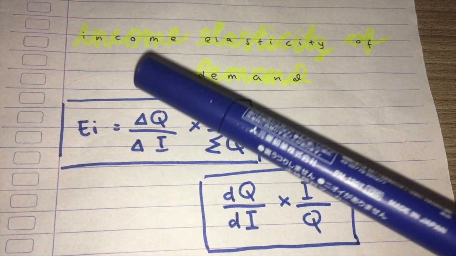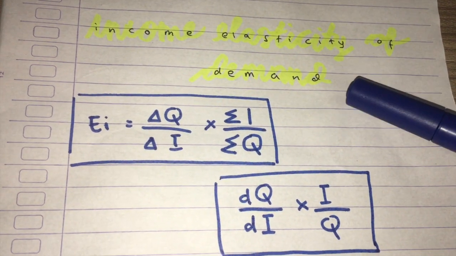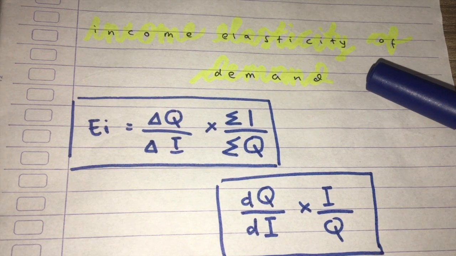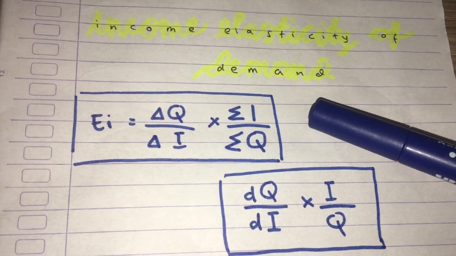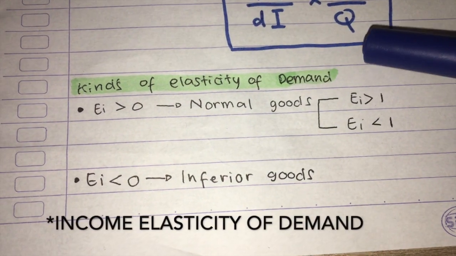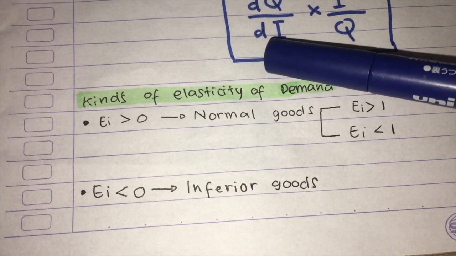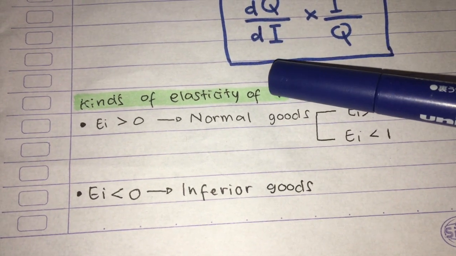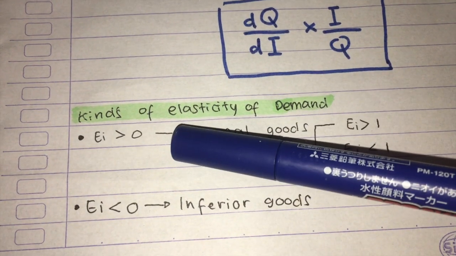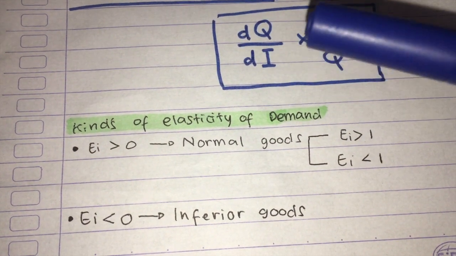The second is the income elasticity of demand. It is the ratio of the change in quantity demanded over the change in income. This is the formula and this is the equation. There are two kinds of income elasticity of demand. The first one is normal goods, the second one is inferior goods. Normal goods is when the income elasticity of demand is more than 0. This means that the demand for a normal good will increase as the consumer income increases.